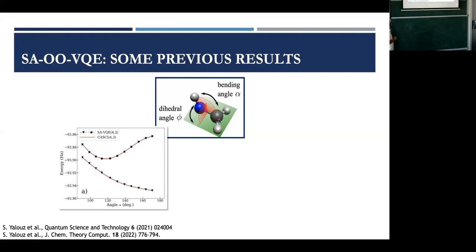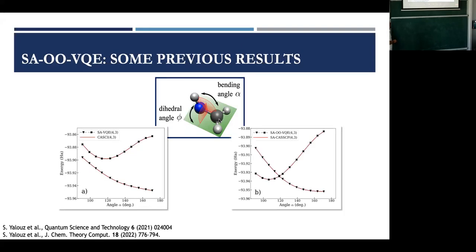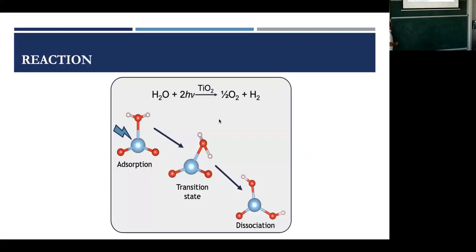What happens is when we do a state average VQE without the orbital optimization in an active space of 4 electrons in 3 orbitals, we don't see a conical intersection. This is the ground state, and this is the first excited state energy. The classical equivalent of this is called the CAS-CI, which means that it does configuration interaction calculations within the CAS space, but there is no orbital optimization. But as soon as we include the orbital optimization here, we see that there is a conical intersection that exists between these two states. So that is the reason why we need to do orbital optimization.